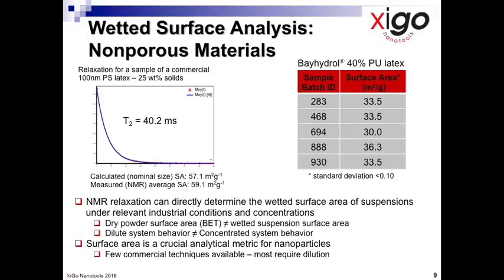The table on the left shows data for a series of batches of a commercial bihydrol polyurethane latex. These materials are low volatile organic compounds used for coatings applications from automotive to medical usage. According to supplied technical literature, the solids concentration is 40% and the samples were each measured as received. From the table, it can be seen that two of the batches are clearly different. Batch number 694 has a lower surface area at 30 square meters per gram, while batch number 888 has a larger surface area at 36 meters squared per gram. They could potentially be out of specification.